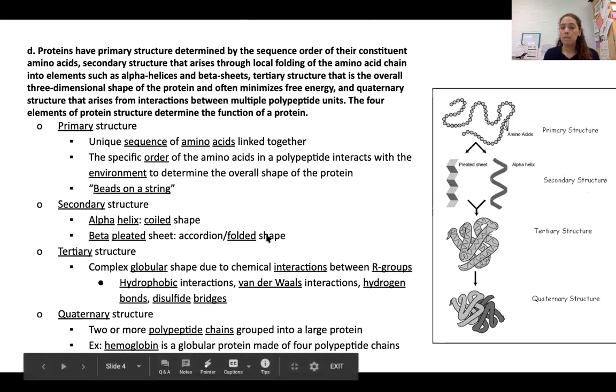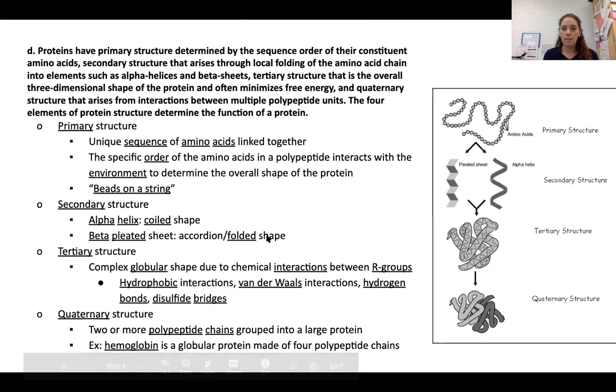So the primary structure is a sequence of amino acids. Specific amino acids need to go in order to form the correct protein. If those get messed up, as in the case of hemoglobin and the disease sickle cell anemia, there is one amino acid that is different between a person who has sickle cell anemia, whose hemoglobin is misshapen, versus a person who has regular hemoglobin. One amino acid messes the whole thing up. The secondary structure is, again, the alpha helix, which is a coiled shape, or the beta pleated sheet, which is a more folded shape.